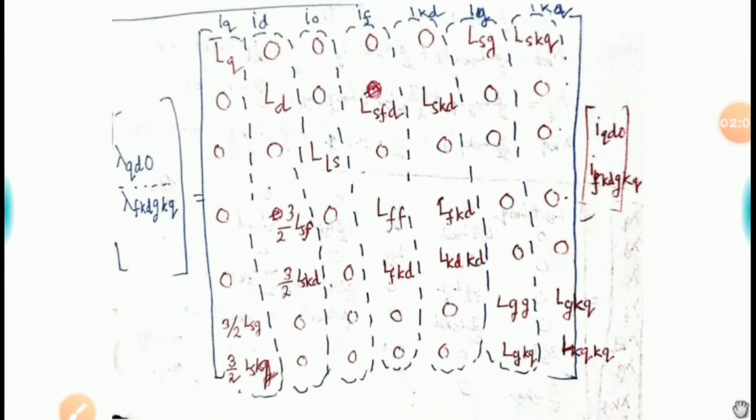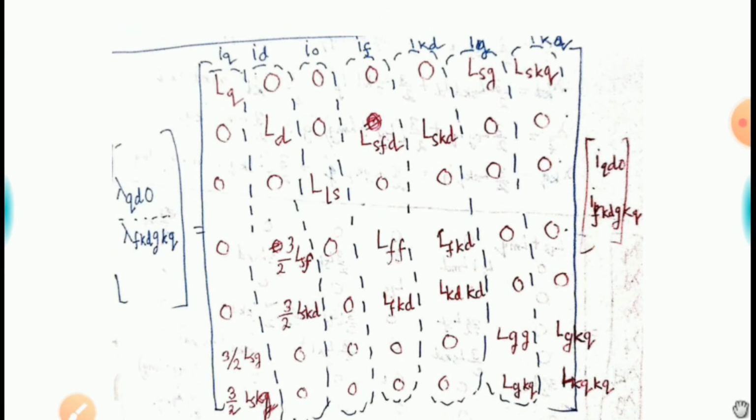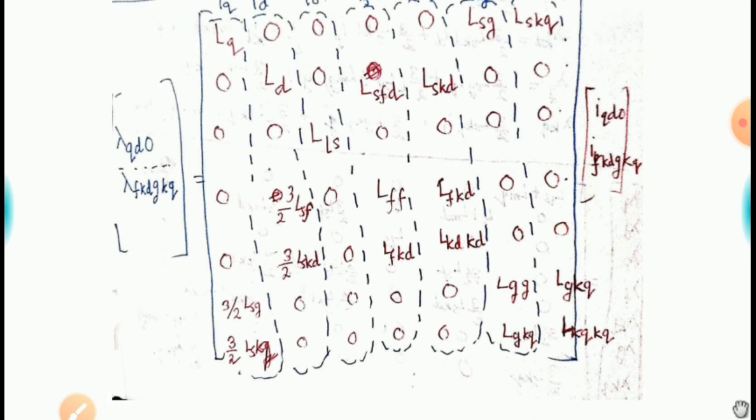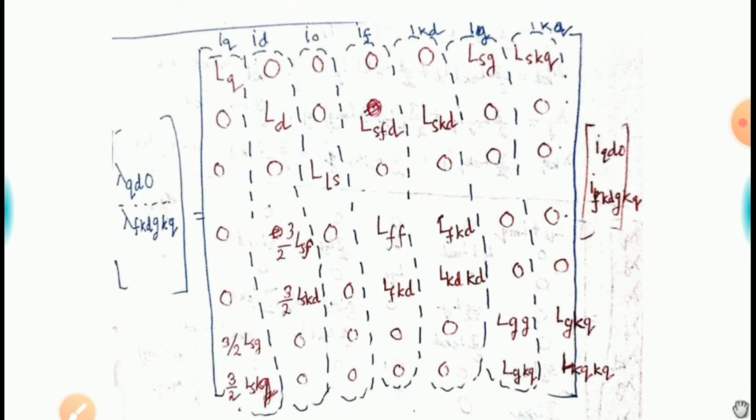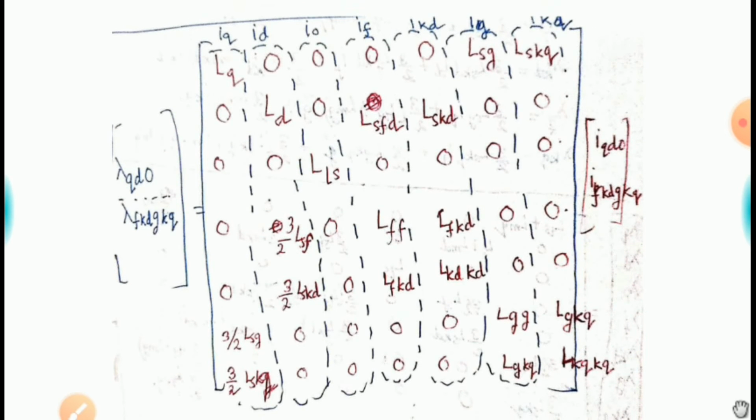So, interestingly, what we are getting here is very, very important. In this matrix, you can see that I have written all the columns so that you can figure it out. The first three columns, IQ, ID, I0, are related to stator variables in the QD0 axis, and the last four columns are associated with rotor variables. Now let us see the entries of these matrices.